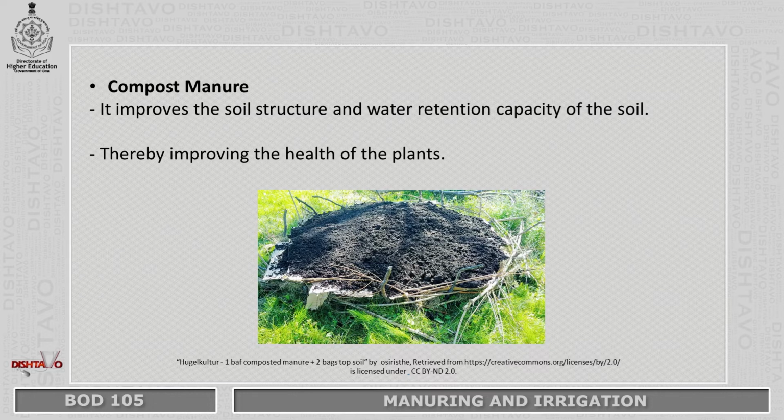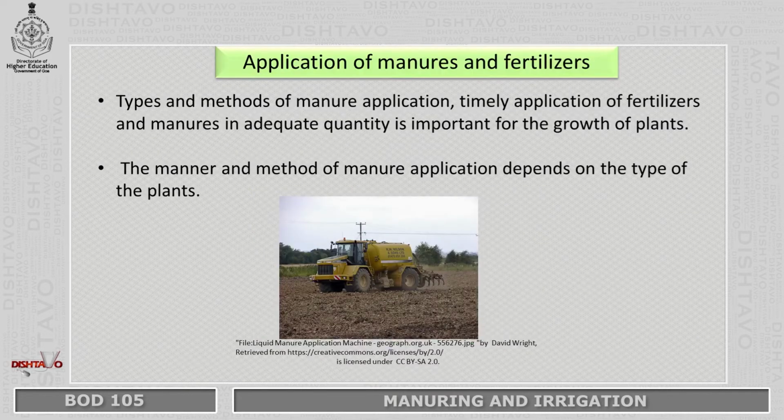Compost manure improves the soil structure and water retention capacity of the soil, thereby improving the health of the plant. This is the compost manure picture where you can see the composting of the manure is done. Application of manures and fertilizers. Types and methods of manure application.